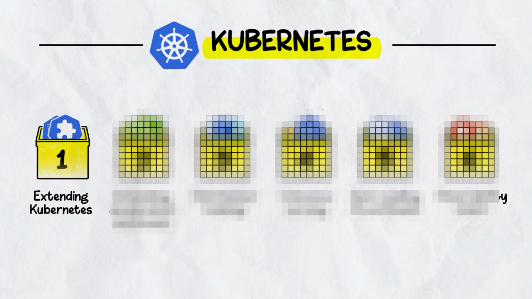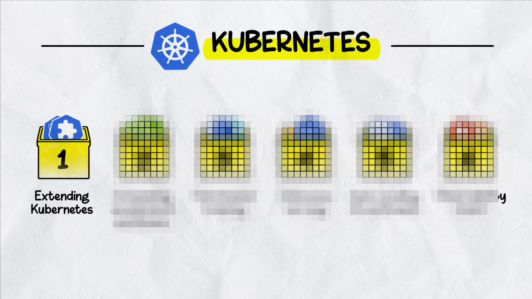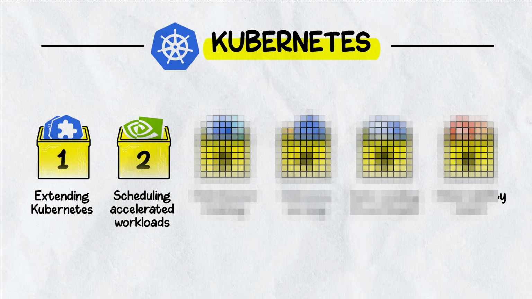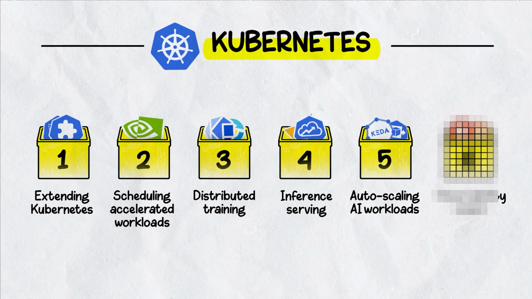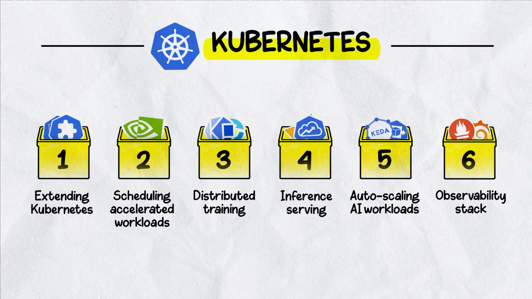I've broken down this video into 6 core buckets: extending Kubernetes, the CRDs and operators work, to schedule accelerated workloads. We'll dive into distributed training, inference serving, how autoscaling works for AI workloads, and the last one, the observability stack. Let's dive in. Now, you already know the baseline of how Kubernetes works.